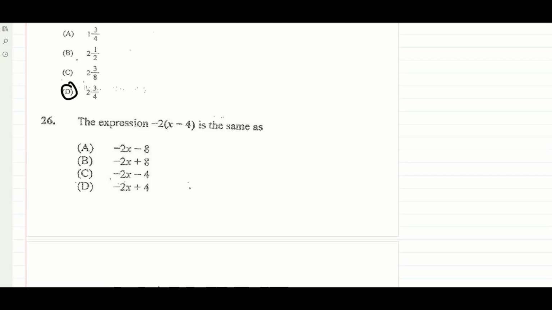This one here, the law of distribution says minus 2 by x is minus 2x, and minus 2 by minus 4 is plus 8, so it's minus 2x plus 8, which is B.